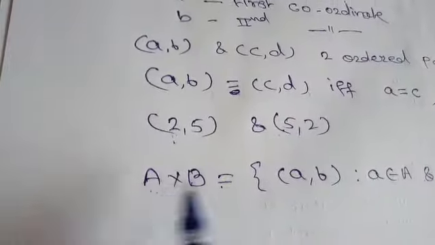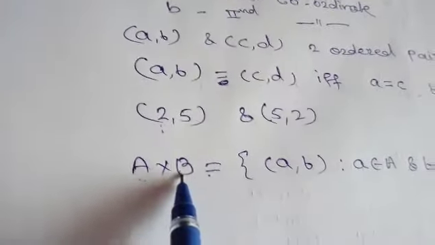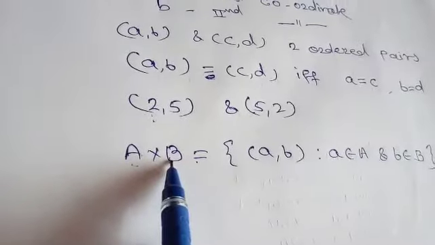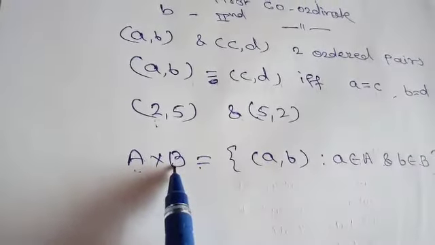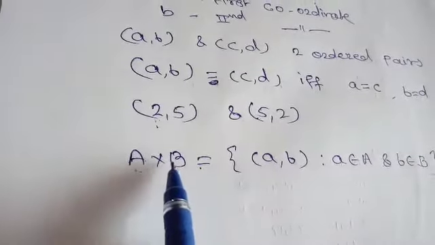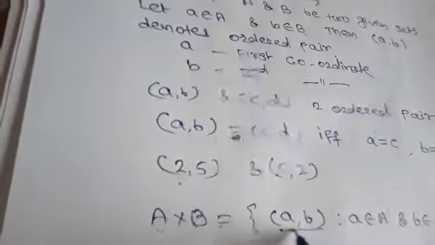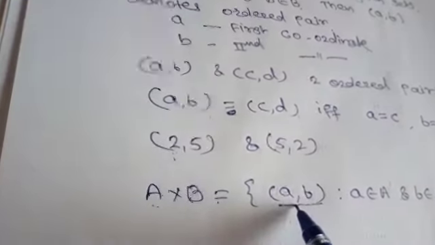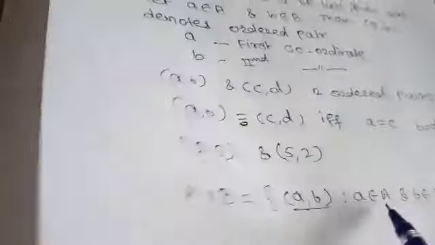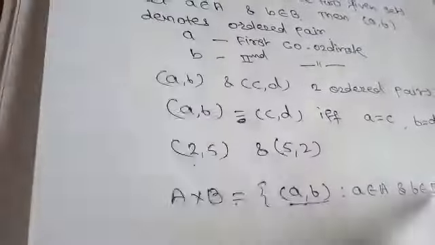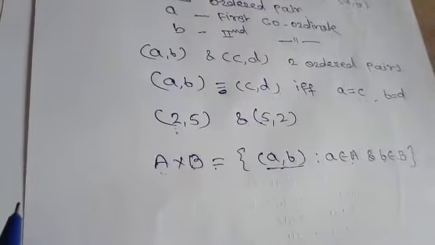Suppose we have two sets A and B. Then the set of all distinct ordered pairs, whose first element a belongs to capital A and second element b belongs to capital B, is called the Cartesian product of A and B.